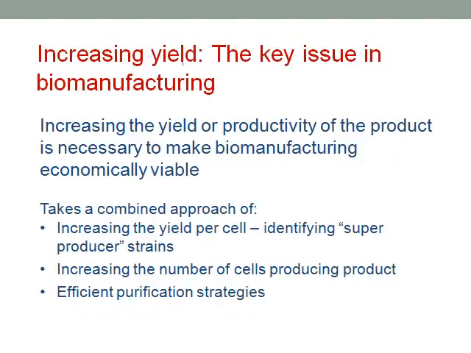So in summary, increasing yield is the key issue in biomanufacturing. Increasing the yield or productivity of the product is necessary to make biomanufacturing economically viable. It takes a combined approach of increasing the yield per cell, identifying superproducer strains, increasing the number of cells producing the product, and lastly, an effective purification strategy.